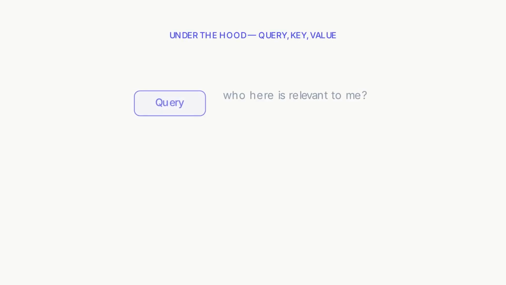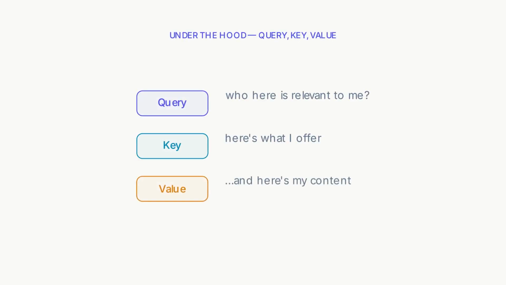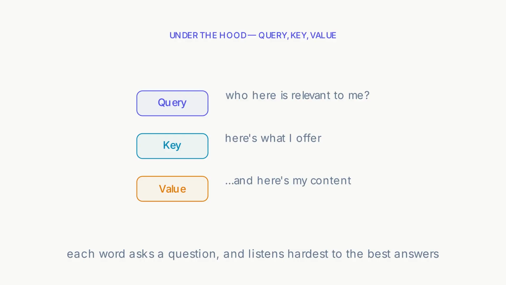Under the hood, each word does three things. It sends out a query, essentially asking, who here is relevant to me? Every other word offers a key, advertising what it has to offer. The query and keys are compared, and the best matches win. Then those matching words hand over their value, their actual content. It's a bit like every word calling out a question, and then listening hardest to the most useful answers.